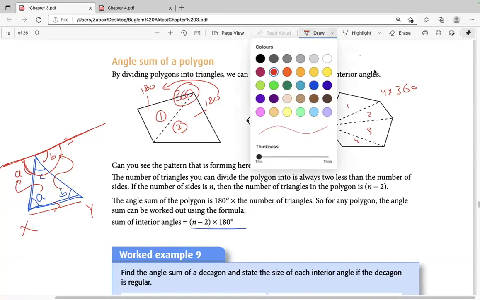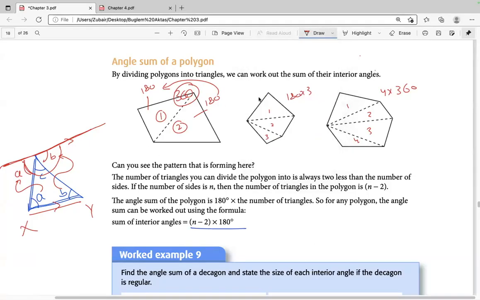This will be one of our chapters, sequence and series. You see for a three-sided shape, it is 180. For a four-sided shape, it is 180 into 2. For a five-sided shape, it is 180 into 3. So a sequence is actually continuing. For a six-sided shape, this is 180 into 4. So this 1, 2, 3, 4, and so on is given by n minus 2.